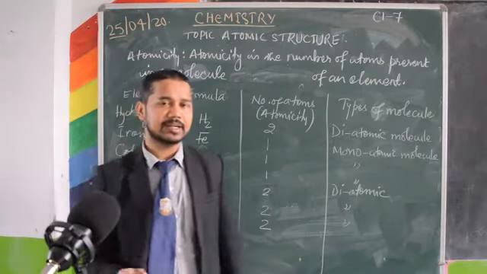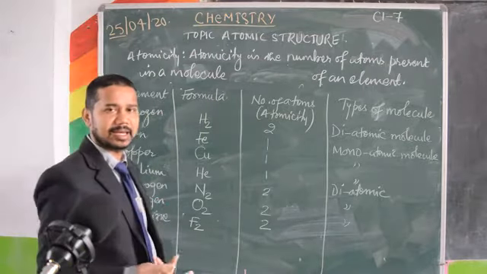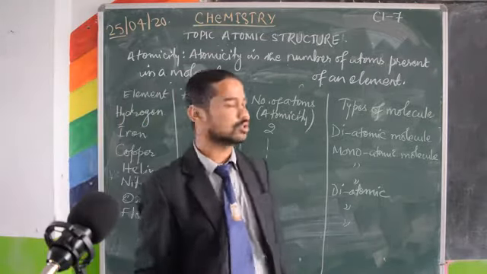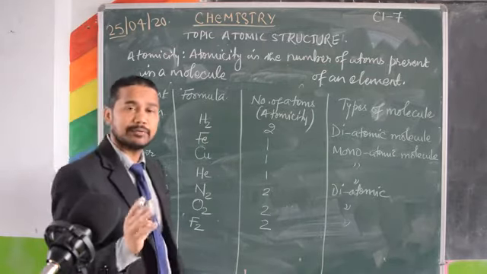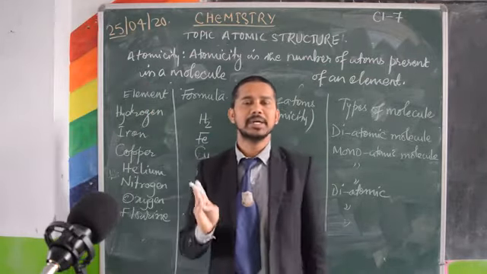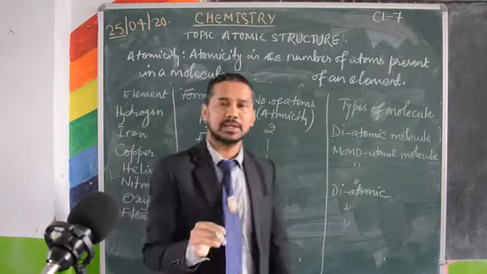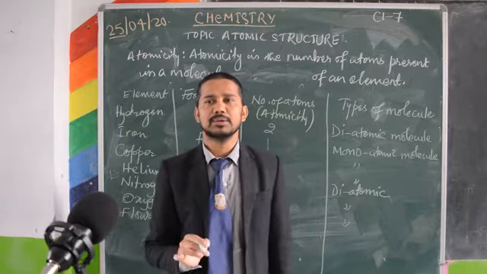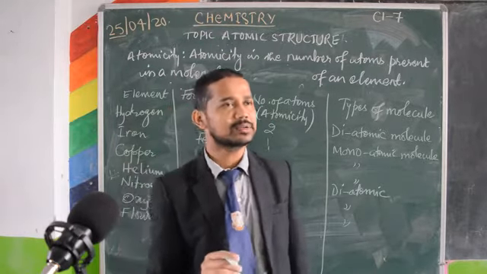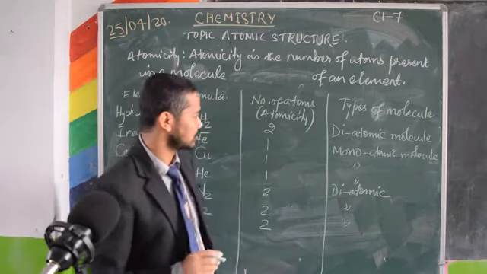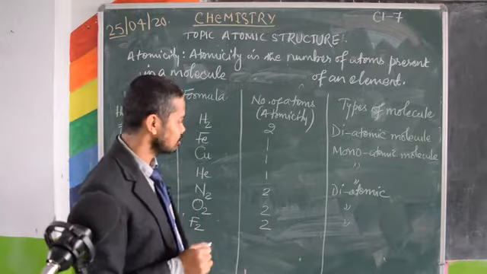Similarly, there are 7 diatomic elements. There are 3 Zen and 4 halogens. So Zen means hydrogen, oxygen, nitrogen. And fluorine, chlorine, bromine, iodine. These are diatomic molecules, which means their molecules have 2 atoms. Their atomicity is 2. That means they are diatomic.